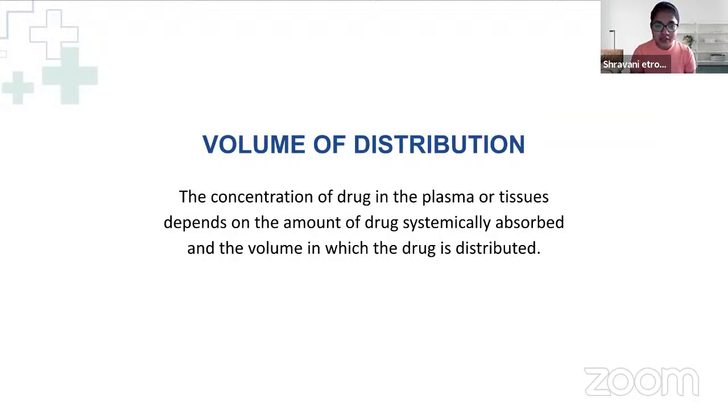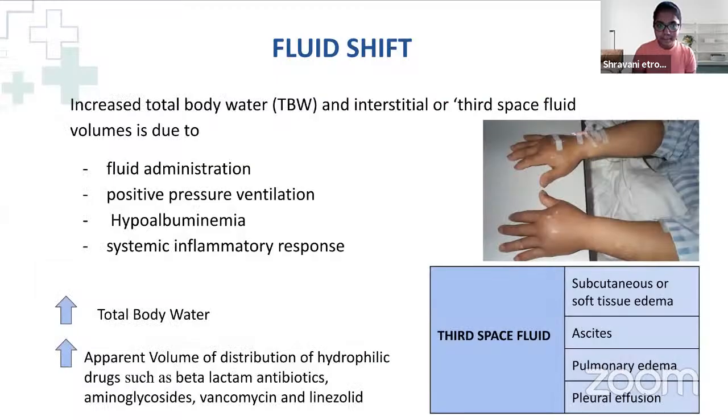Volume of distribution. Before going into the factors that affect distribution, let's learn about volume of distribution. The concentration of the drug in plasma or tissues depends on the amount of drug systemically absorbed and the volume in which the drug is distributed.